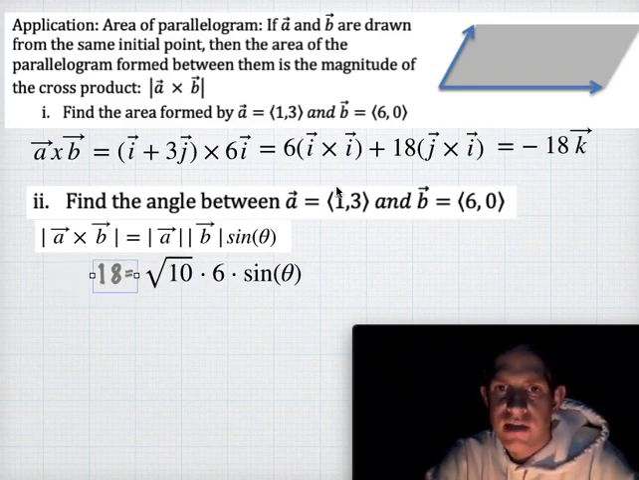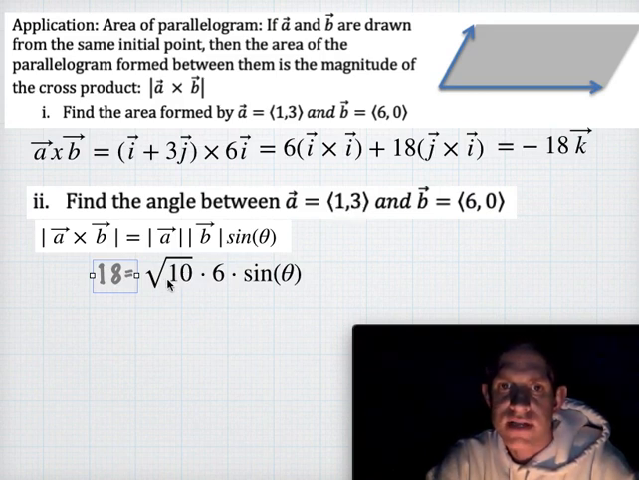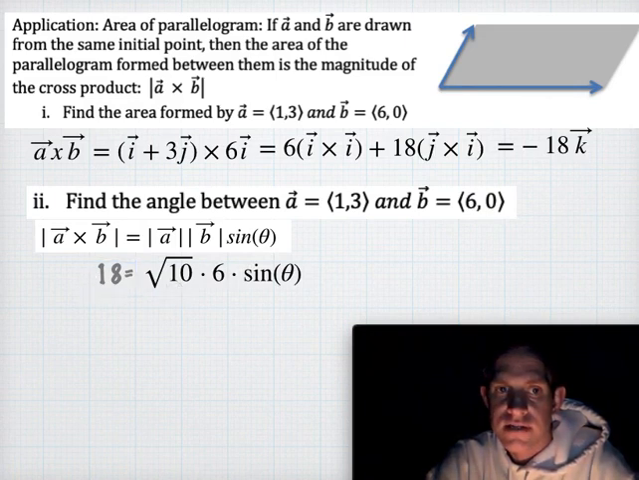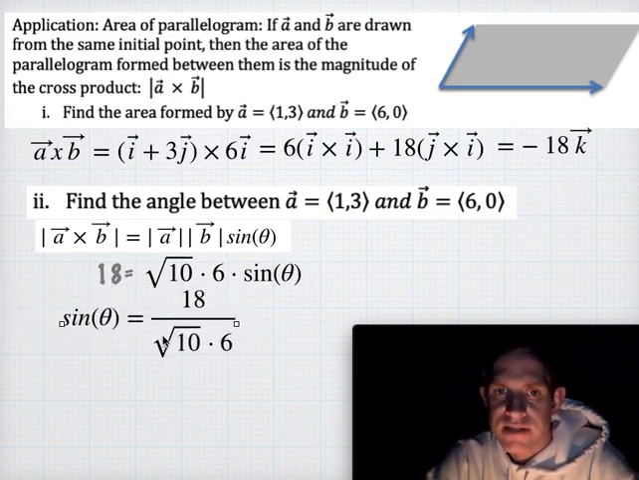The length of A we can find, that's 1 squared plus 3 squared, and take its square root. So 1 and 9 is 10, square root of 10 there. The length of b, since b is a one-dimensional vector, it's just the absolute value of that, which is 6. And so if we take this equation, we can rearrange it and solve it for sine of theta. So sine of theta is equal to 18 divided by root 10 and 6. And that is, on a calculator, about 0.9487.